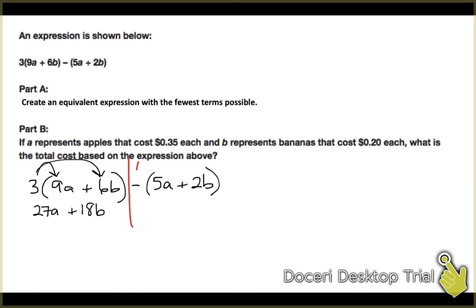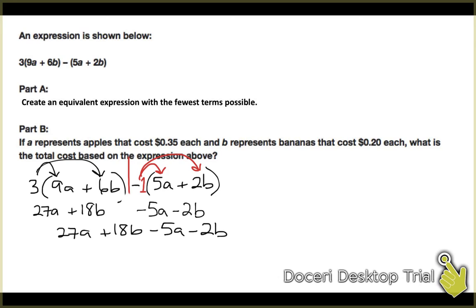Here I have a negative outside, so I need to distribute the negative inside. And how do I do that? Well, there's an imaginary 1. So I'm going to take negative 1 times 5a, which gives me negative 5a, and negative 1 times 2b, which gives me negative 2b. So now I have this expression. So if I were to erase this, I have this expression: 27a plus 18b minus 5a minus 2b.